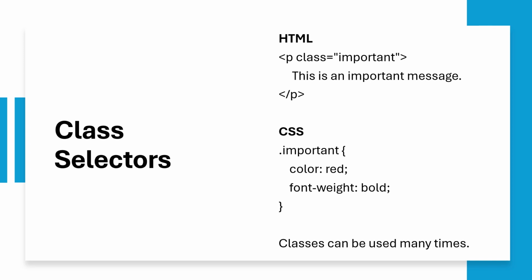Multiple HTML elements can share the same class, allowing us to apply the same formatting to several different parts of a page. Classes are commonly used for highlighting important information or creating reusable formatting styles.